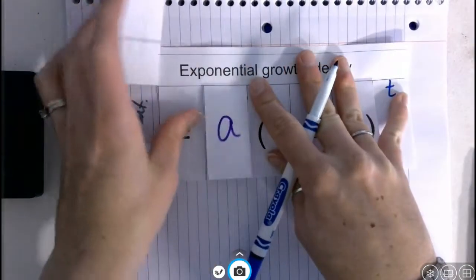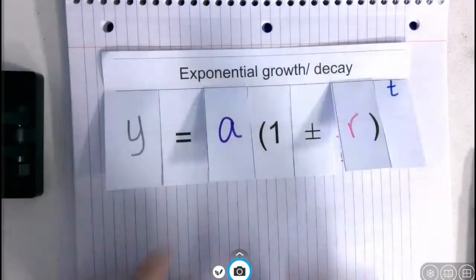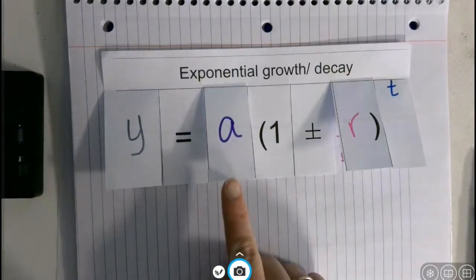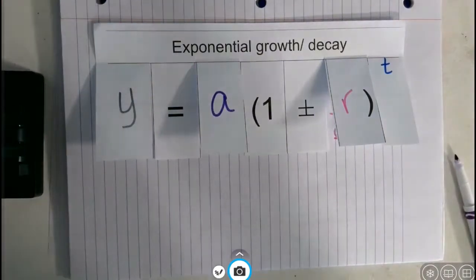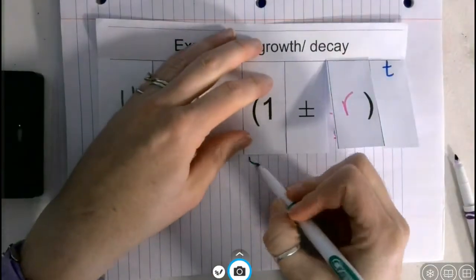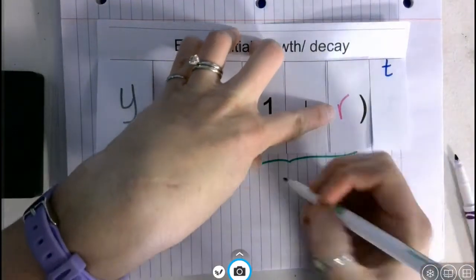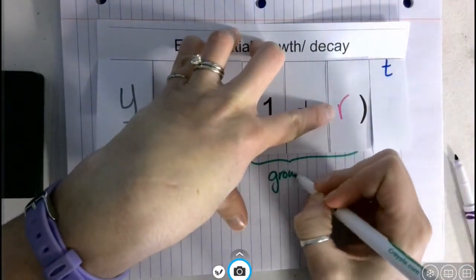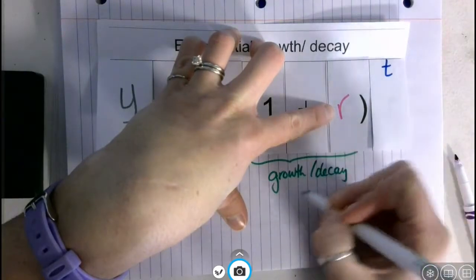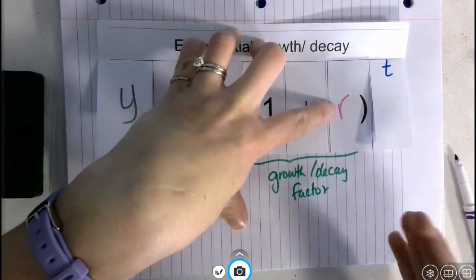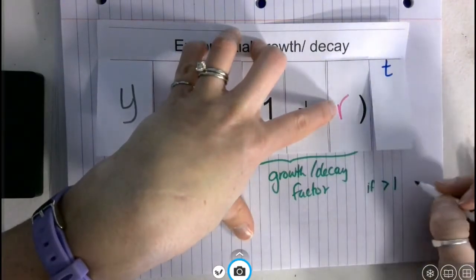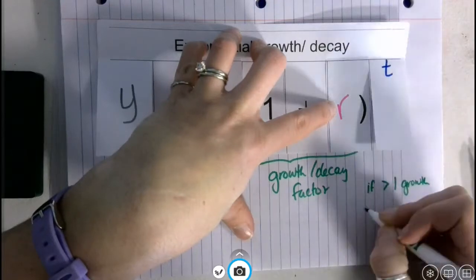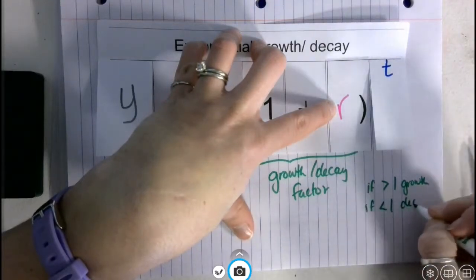Okay, so the other important thing that we need to know is now that we have our equation and what each piece means, I've got my final value, I've got my initial value, I've got my rate, and I've got my time. This chunk right here in my parentheses, that's what we're writing down here. This is called my growth or decay factor. And how I know which one it is, if it's greater than 1, then it's growth. And if it's less than 1, it is decay.